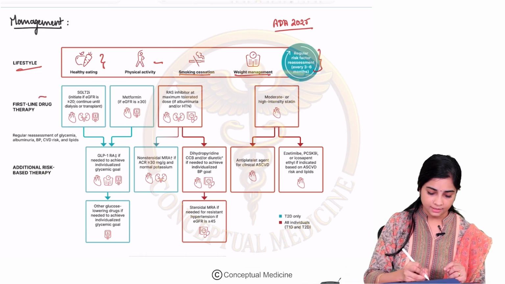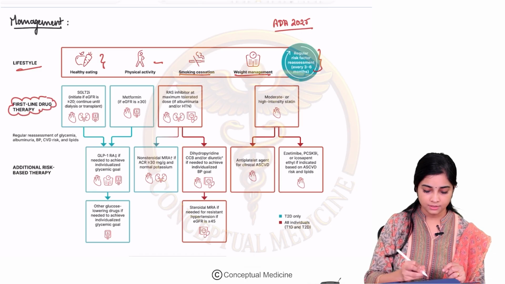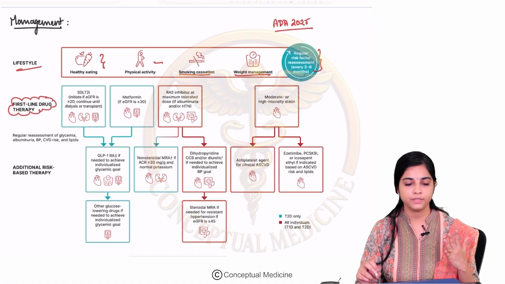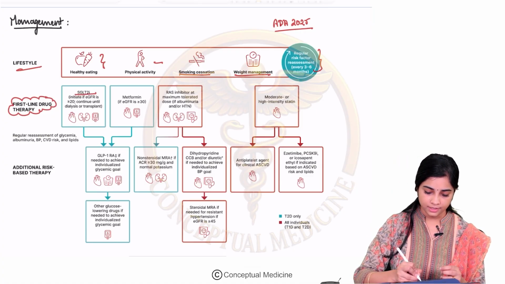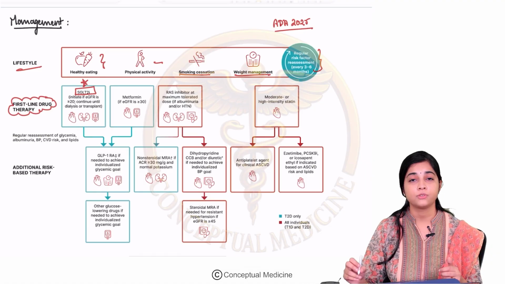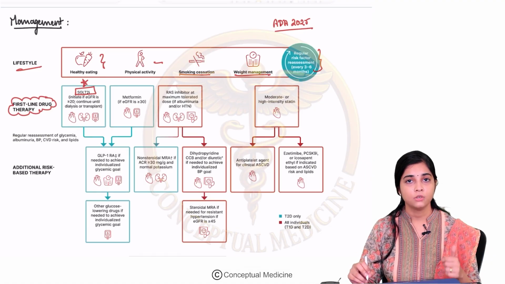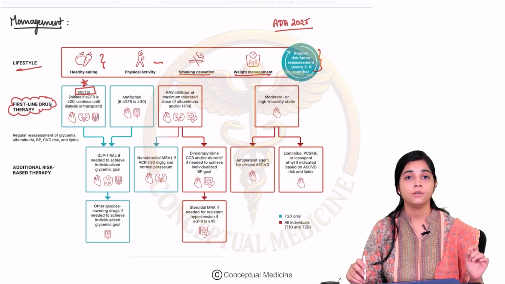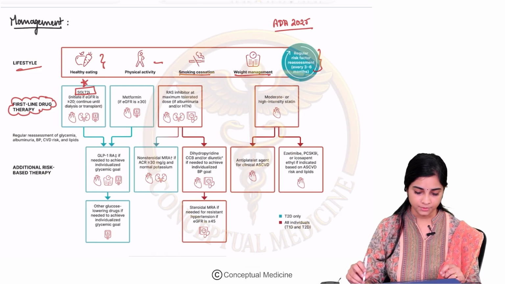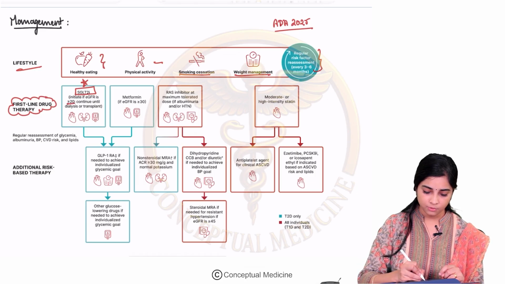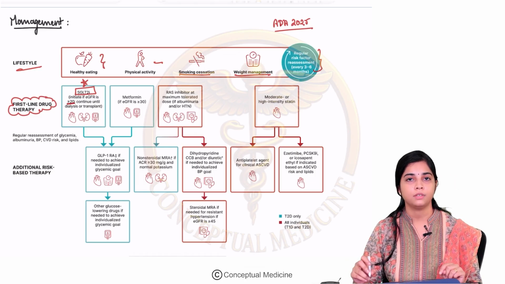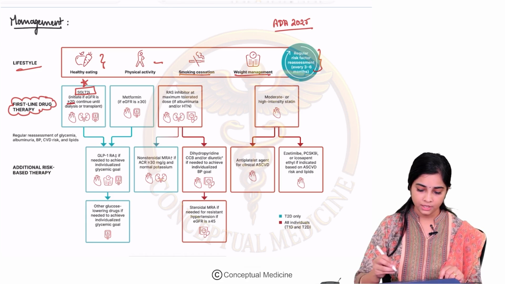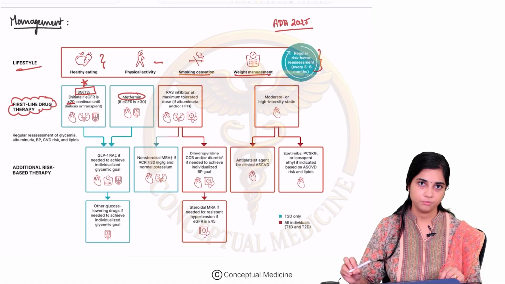The first line therapy in the management of diabetic nephropathy, before it progresses towards end-stage renal disease, is your SGLT2 inhibitors, your wonder drug which we had discussed. SGLT2 inhibitors, dapagliflozin and empagliflozin, retard the progression of diabetic nephropathy. If the eGFR is more than 20, you continue SGLT2 inhibitors until dialysis is initiated. Apart from that, metformin can also be used.